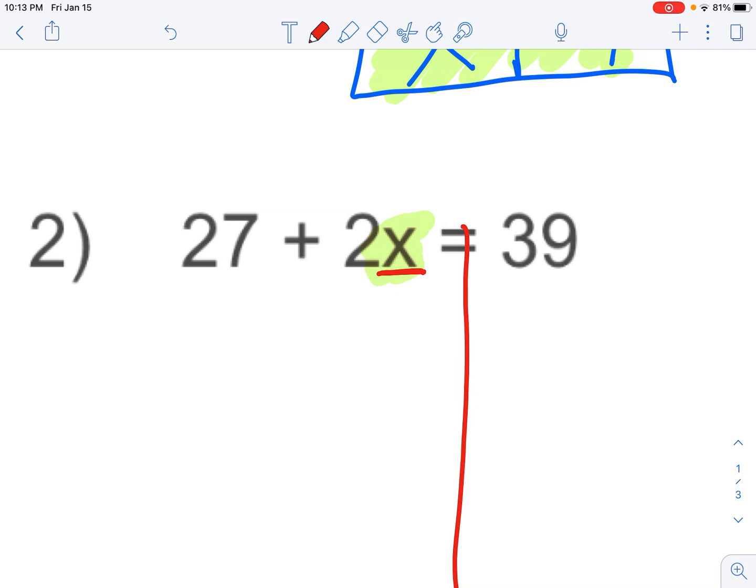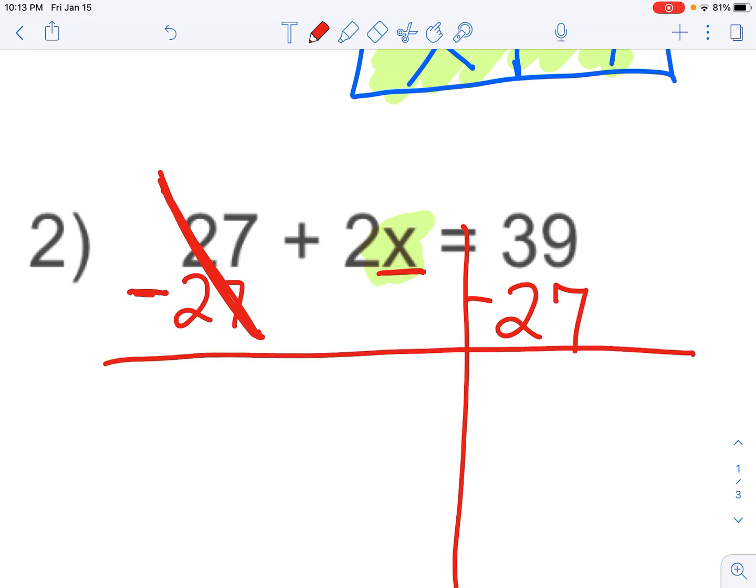Because I see this positive 27, I could also think of it as negative 27, or like get rid of it. So 27 minus 27 would make it 0. So now I know it's gone. And because I'm subtracting it on this side, I subtract it on this side as well. I draw a line here to know that was my first step. And now I write my equal sign of 39 minus 27.